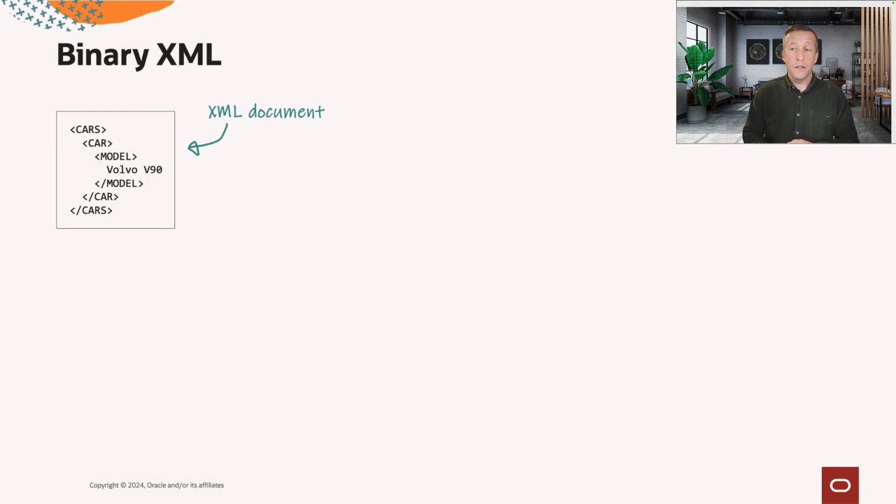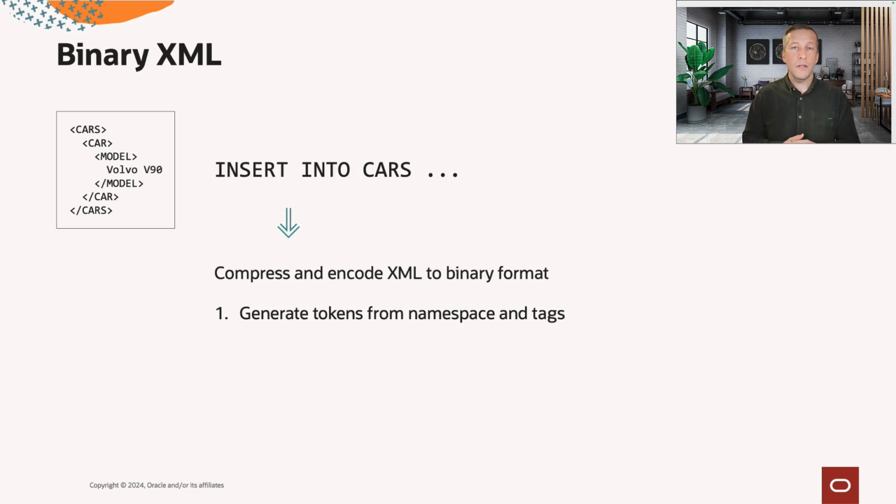Imagine I have an XML document, some car data. It's a very simple XML document. In the real world, you could have much more complicated XML documents. I want to insert this document into the database. When I do that, the first thing that the database must do is to compress and encode the XML document in the text format into the binary format that we can efficiently store and access in the database.